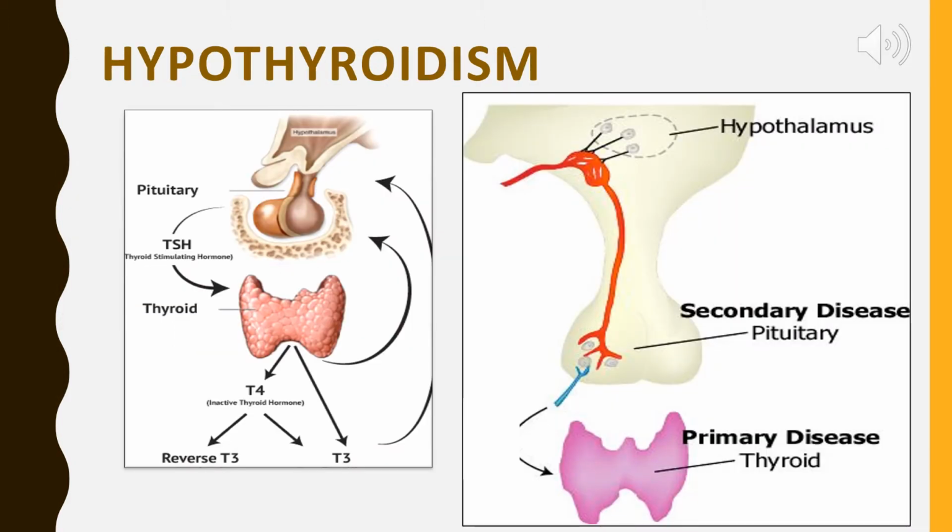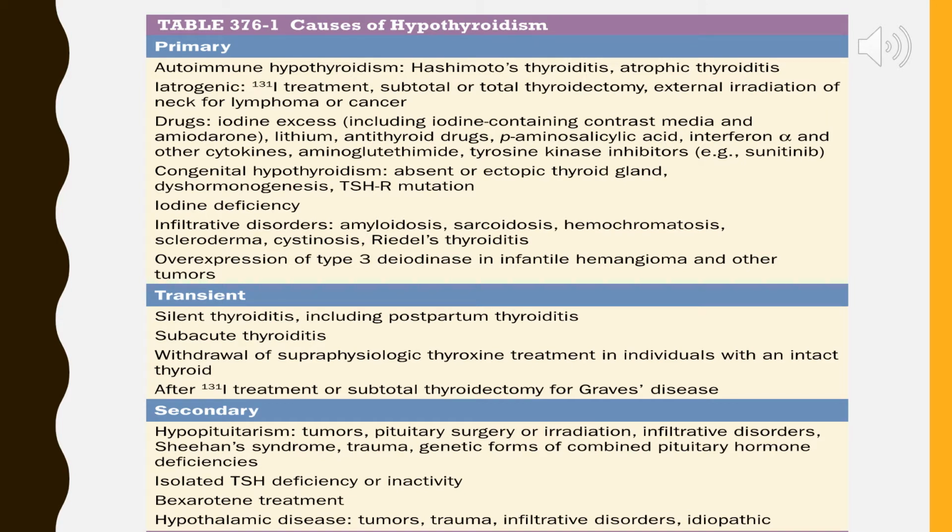Most cases of hypothyroidism fall under the category of primary hypothyroidism, in which the thyroid fails to produce sufficient thyroid hormone. More infrequently, hypothyroidism is caused by decreased thyroidal stimulation by the TSH, which is termed as secondary or central hypothyroidism. There is a long list of causes of hypothyroidism. Shown to you are the different causes of primary, transient, and secondary hypothyroidism. Overall, it is still the primary hypothyroidism that is the most common cause.